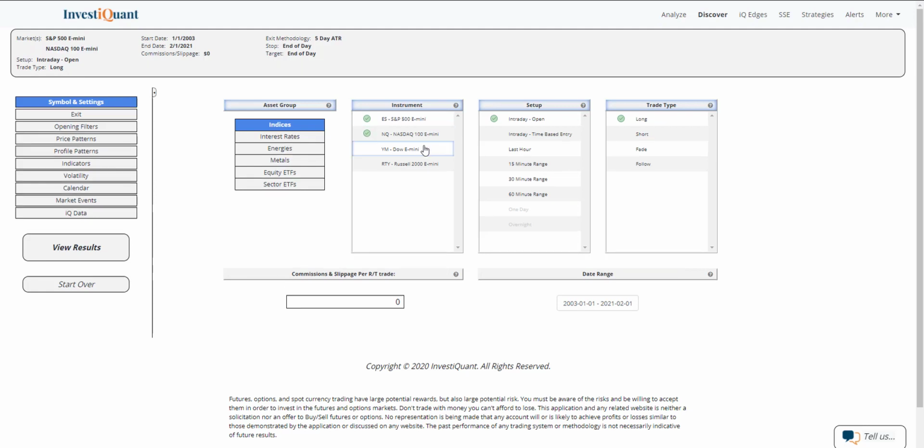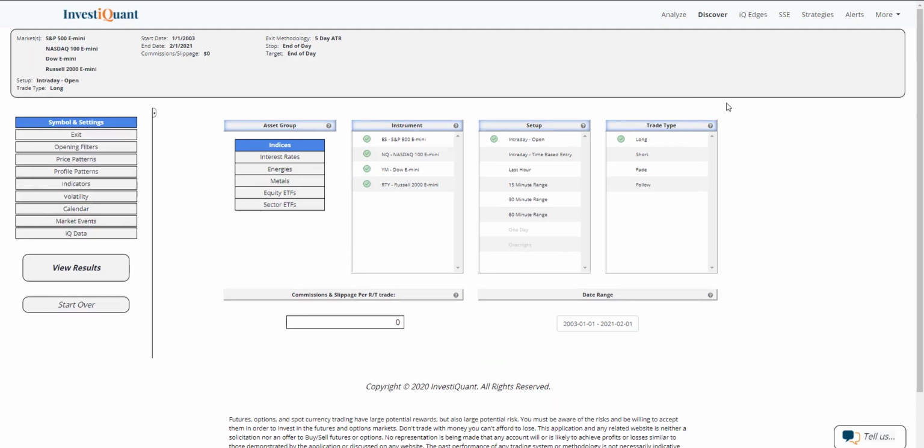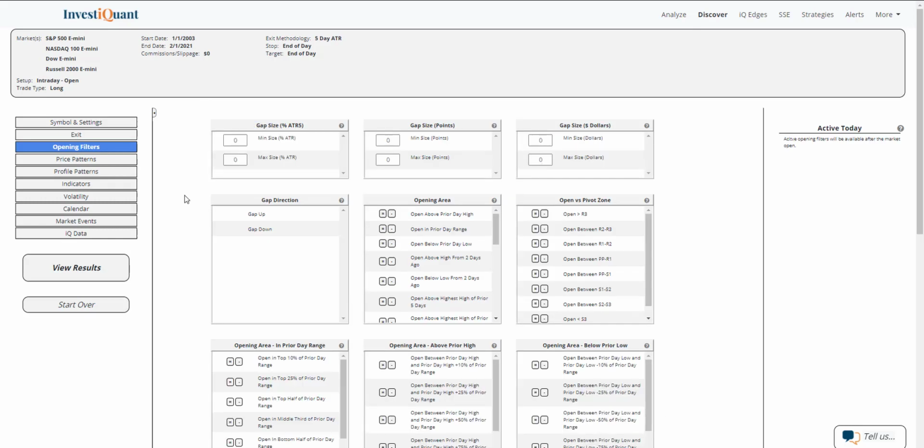We'll look at all four instruments this morning with an entry at 9:30 a.m. Eastern Time as a long. It will exit at the close of regular trading hours, which is 4:15 p.m. Eastern Time. Now for the opening filters, I'm going to use gap up. Simply, that means opening above the prior day closing price. So that looks very likely to happen. I'm going to go ahead and go with that. You can get more creative with this if you want on where exactly we're opening or how big is that gap up, but I'm just going to use gap up for now.